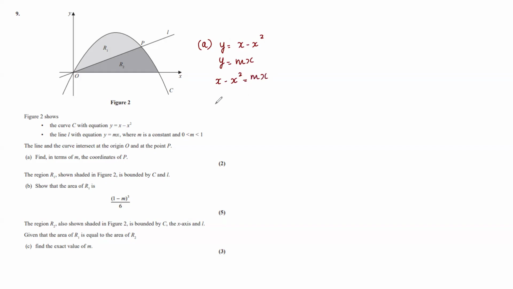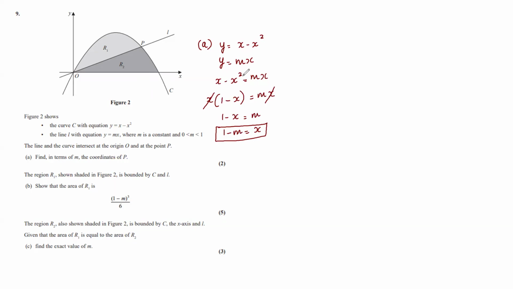So I can factorize on the left hand side. I can take x common here. We will be left with x times (1 minus x) equals mx. Now this x and this x get cancelled. We will be left with 1 minus x equals m. We need the coordinates of P. Coordinates of P means both x and y. So minus x goes to the right hand side, it becomes x. M from the right hand side goes to the left, it becomes minus m. Therefore, x equals 1 minus m will be the x coordinate for point P.